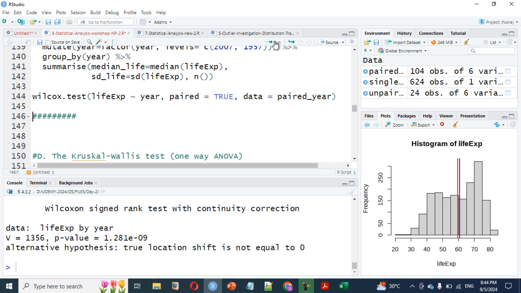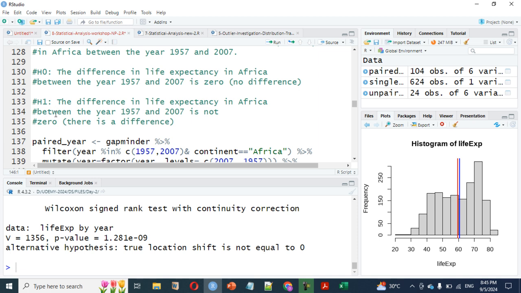Our test. All right. What we got is that our p-value is significant. It's significant, which means we can go back to our test and report it. Because it's significant, we reject the null hypothesis, that the difference in life expectancy in Africa between this year and that year is zero, no difference. Because it's significant, less than 0.05, it means there's a difference.